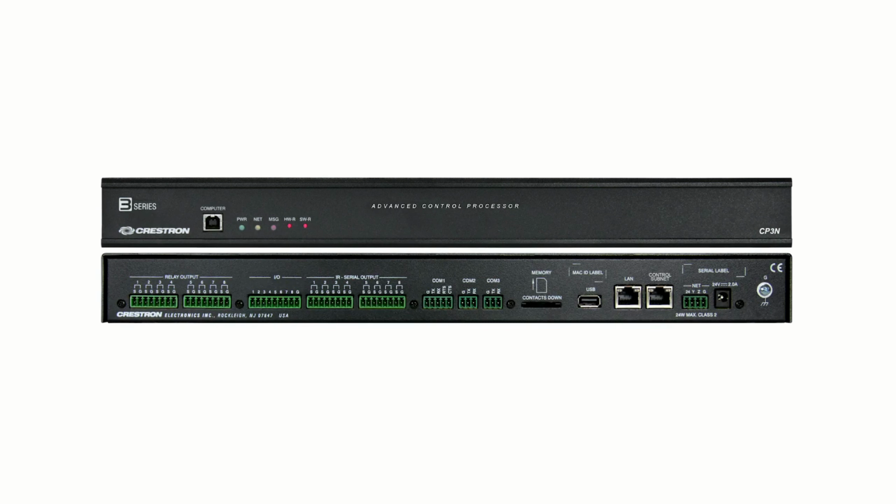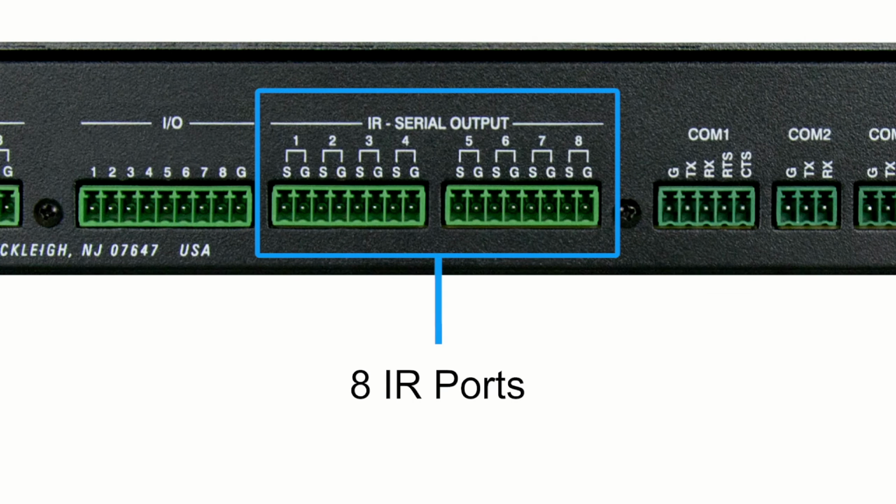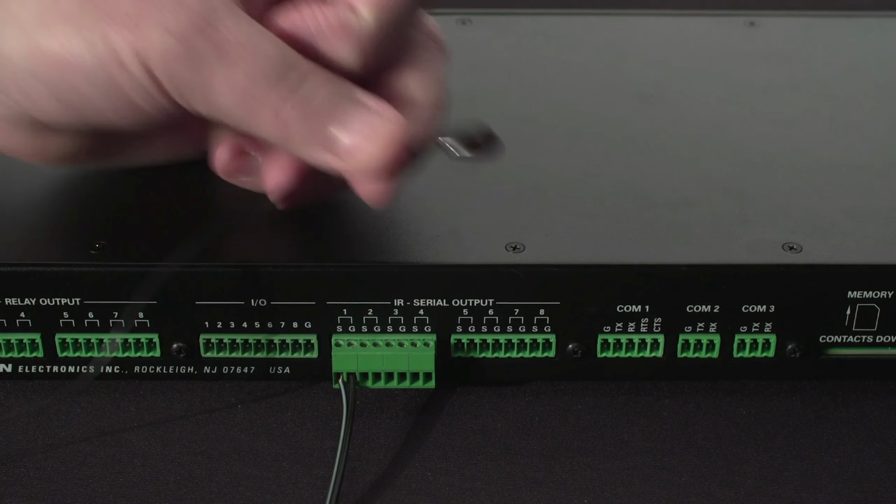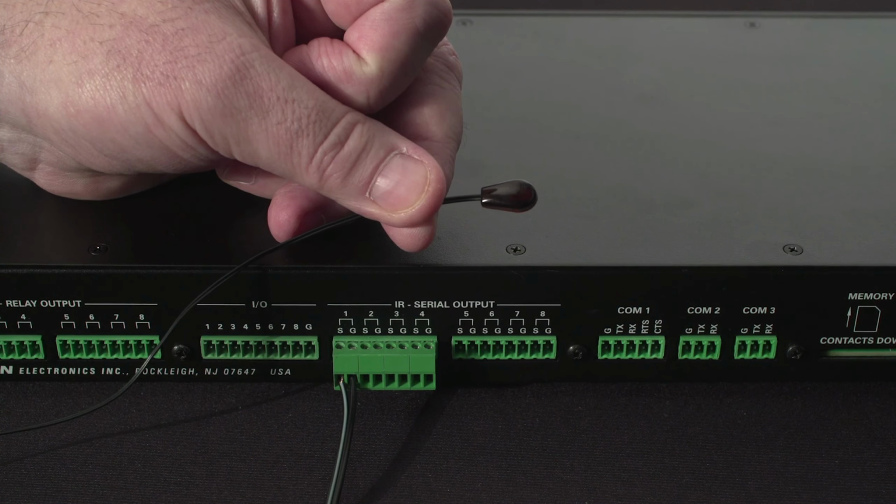Another common method of control is infrared or IR. Here in the CP3, we can see 8 IR ports available. Other control processor models may have less. Each IR port can connect to an IRP2 infrared probe. This probe attaches to the front of the device you wish to control. It allows us to send the same infrared commands as the original remote control.